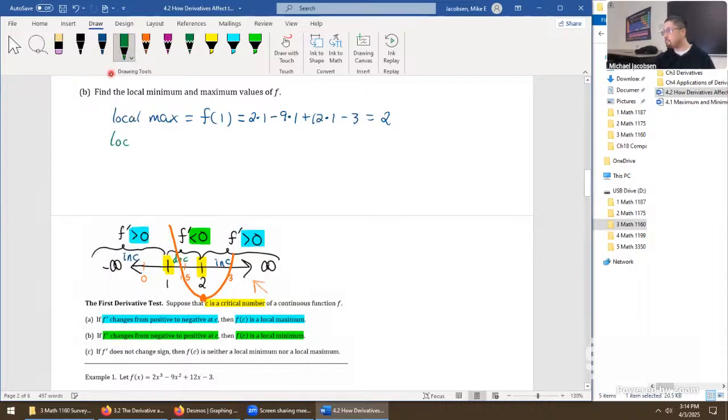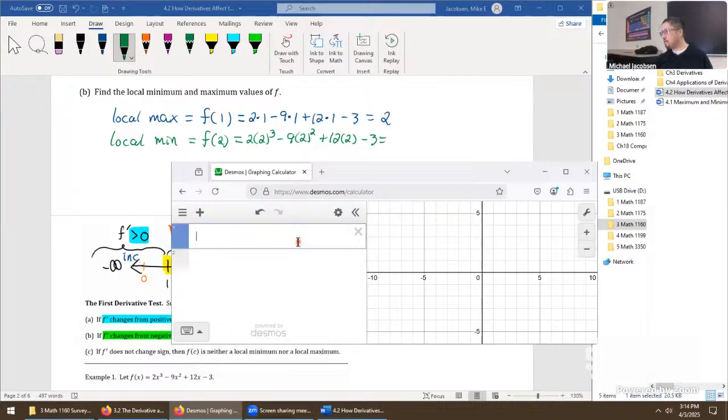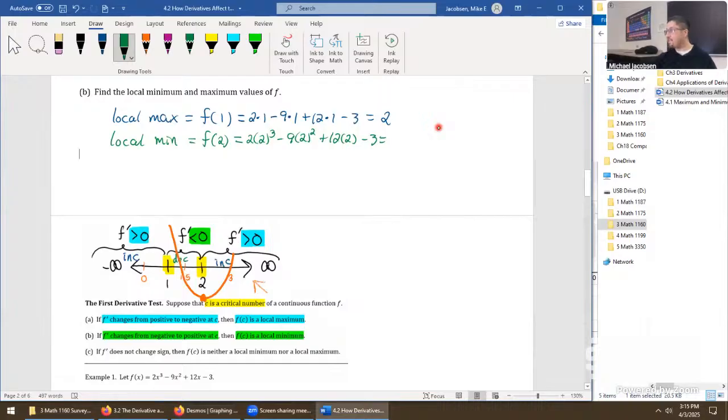We'll say the local min is f at the other critical number, 2. We're plugging 2 into that thing. So that's 2 times 2 cubed minus 9 times 2 squared plus 12 times 2 minus 3. It's a Thursday, so let's treat ourselves to a calculator on that one. So this is 2 times 8 minus 9 times 4 plus 24 minus 3. Looks like we have a value of 1 exactly for the local min.